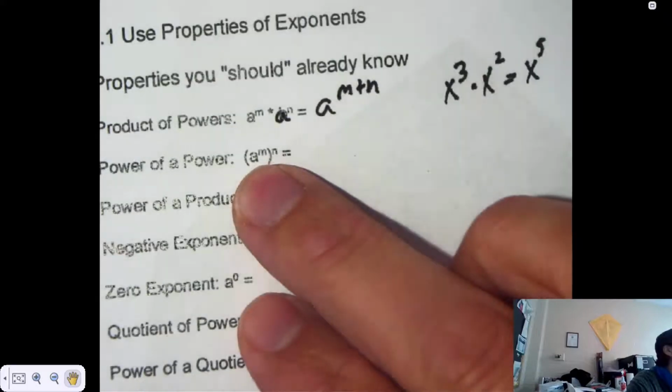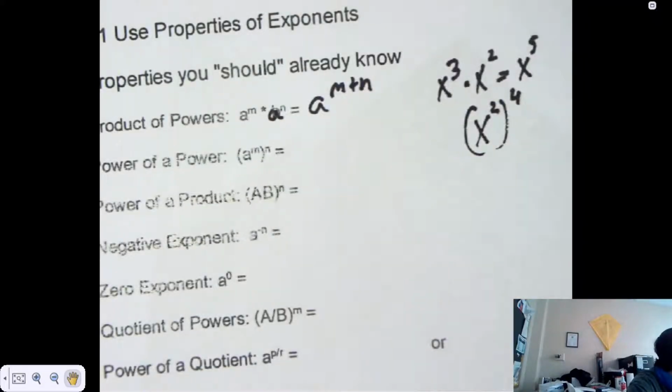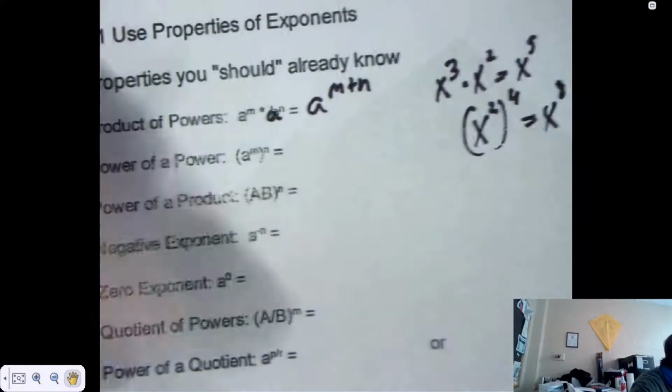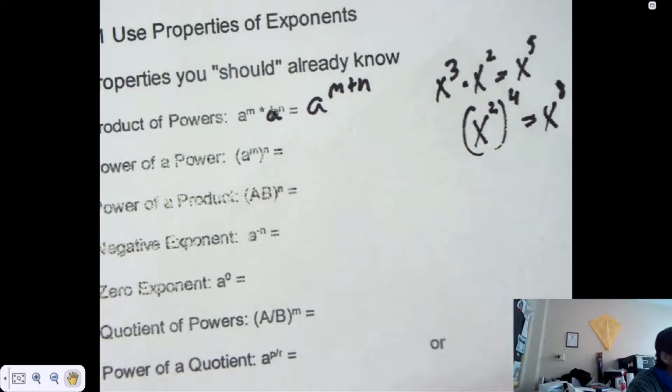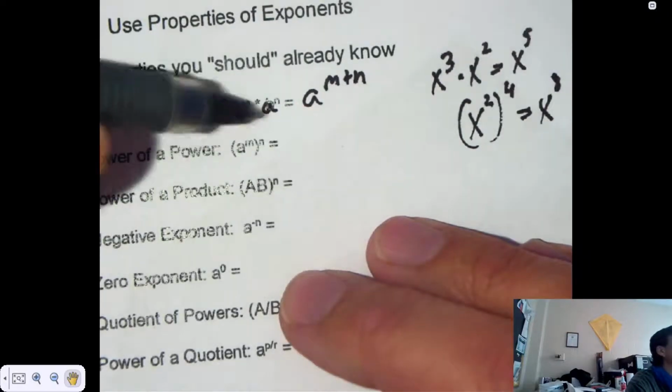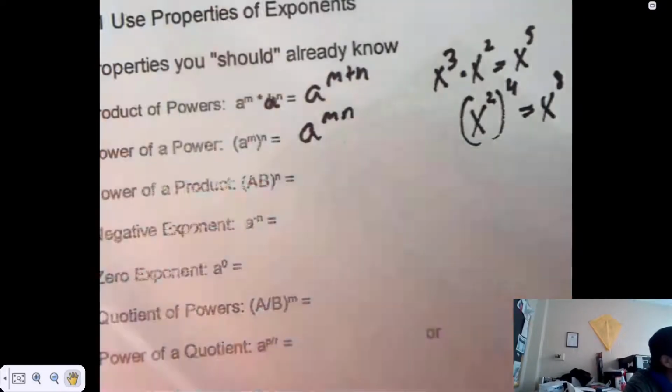Now, this is a rule you're supposed to already know. A to the m raised to the n. Think about x squared to the fourth power. What would that be? X to the eighth. A lot of you have done that stuff in the past. What did you do with the 2 and the 4? You multiplied them. So when we have something with an exponent, we raise it again, we just multiply them. A to the mn.